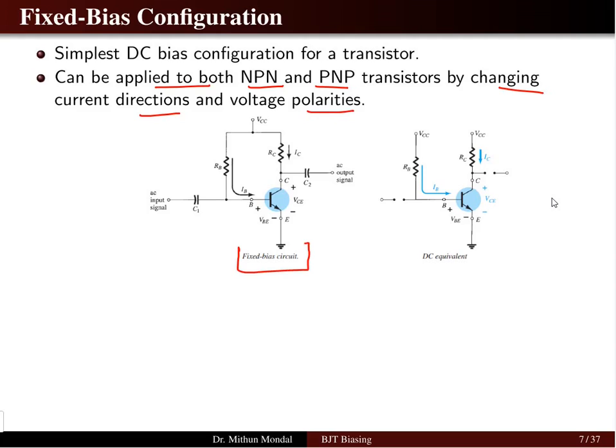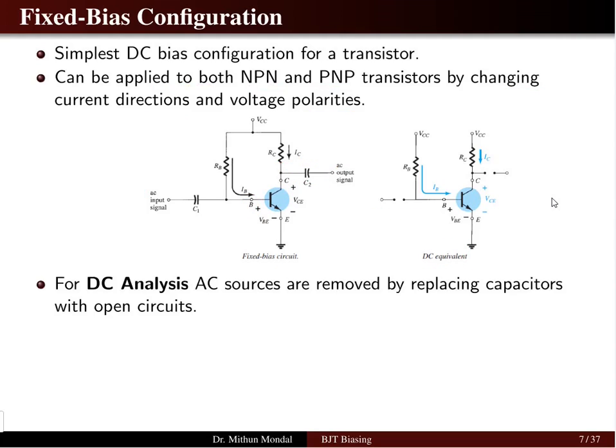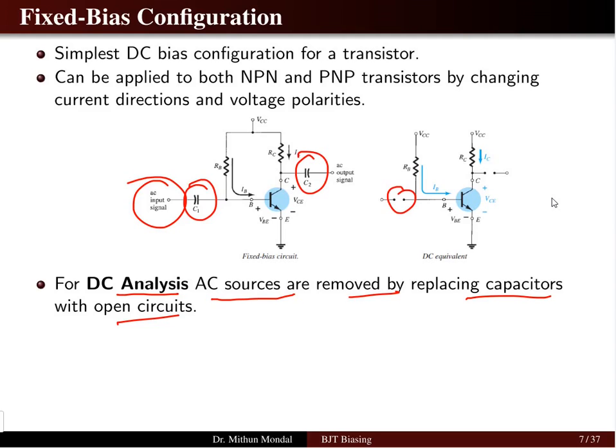If we see the fixed bias circuit, in the base we give the AC input signal. On the collector side we have a capacitor which takes out the AC output signal. Now this is the DC equivalent circuit of the fixed bias circuit. For DC analysis, the AC sources are removed. The AC input signal is removed by replacing the capacitors with open circuits. So we have two capacitors C1 and C2, and these are replaced with open circuits in the DC analysis.